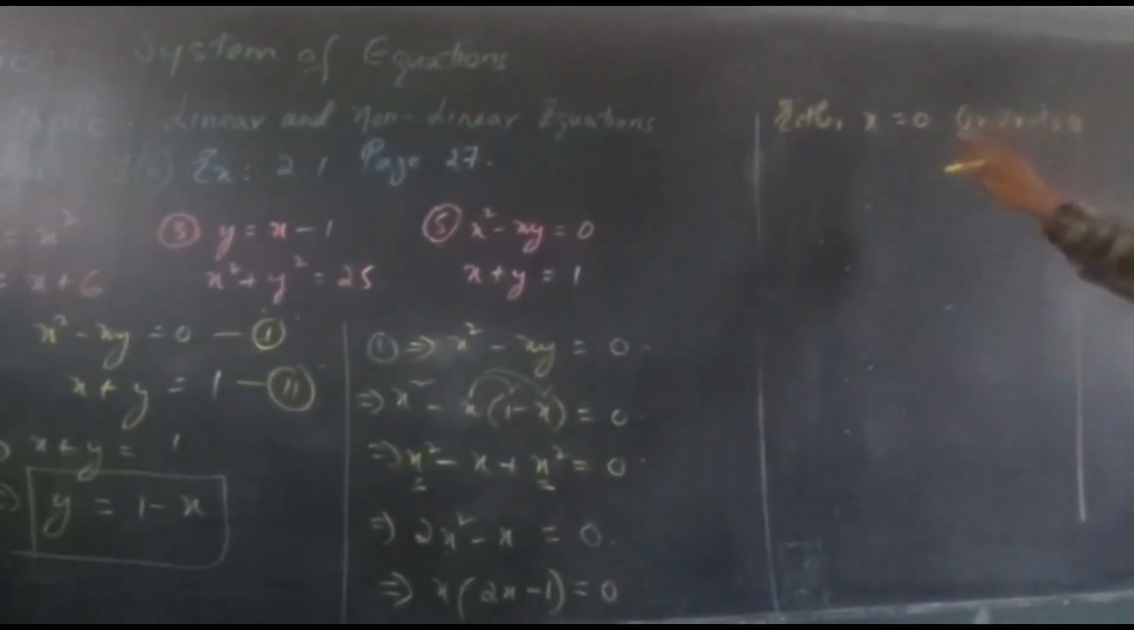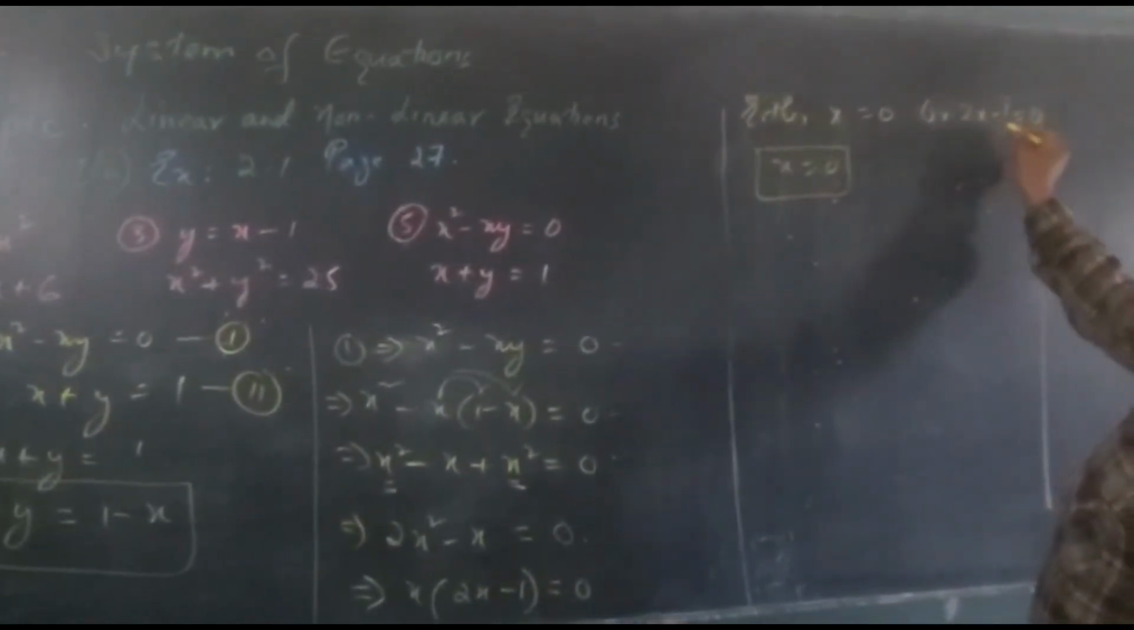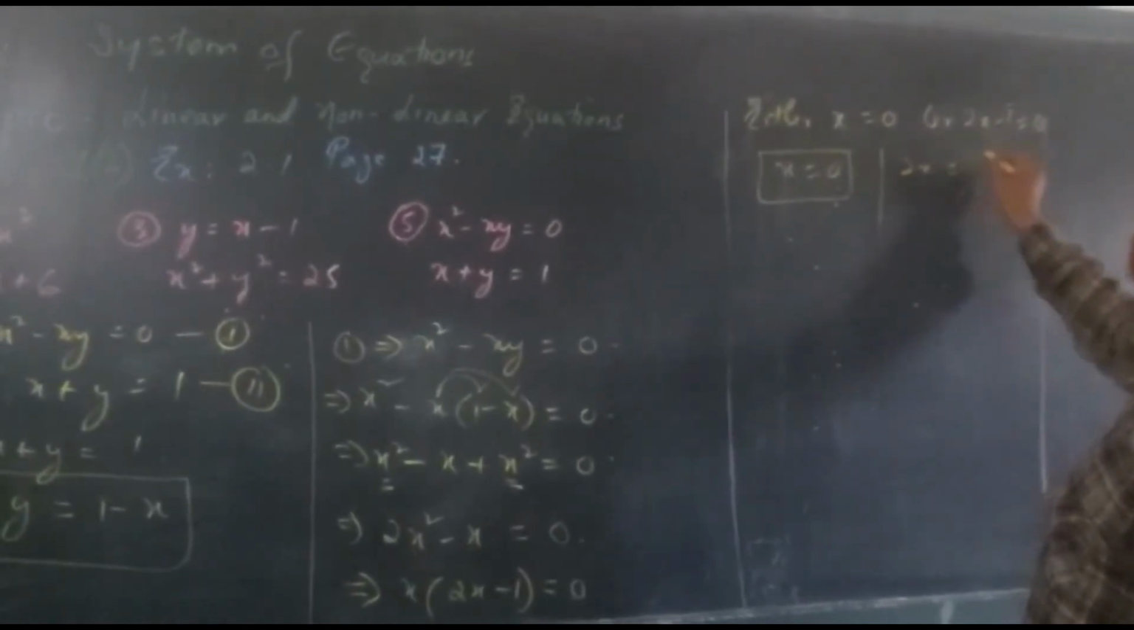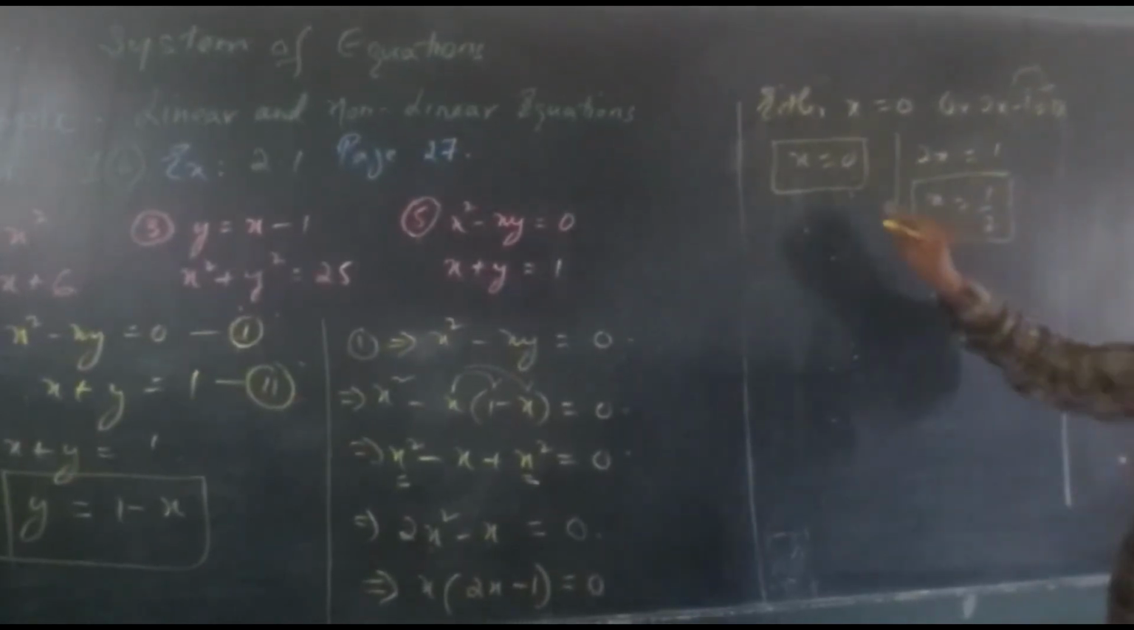So x equals 0 is fine. We got one value of x over here. From 2x minus 1 equals 0, let's find the value of x. 2x equals, bring minus 1 over here, 1. x equals 1 upon 2. So there you are. You got two values of x.